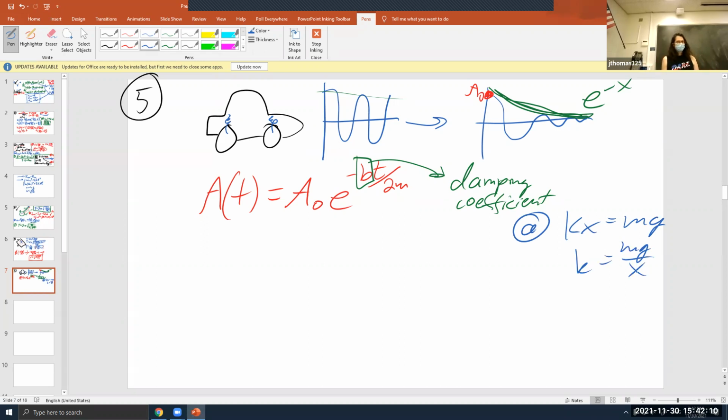For the second part of the homework problem, they say that the oscillation amplitude is going to decrease by 40% each cycle. What does this mean? So A is going to decrease by 40% in each cycle.